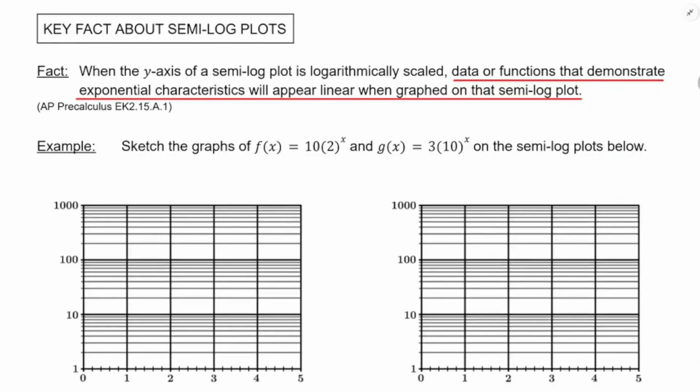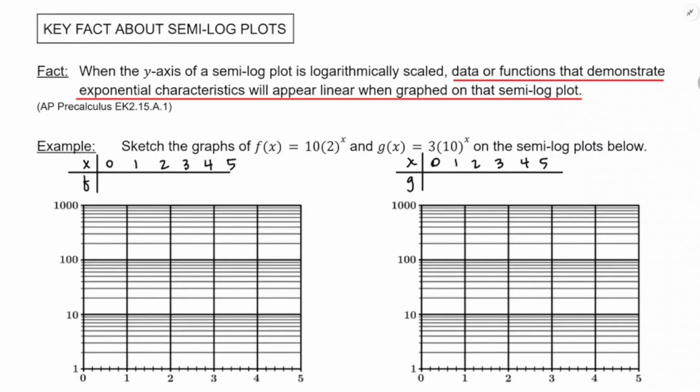And just like any time when we're getting started graphing new types of functions or on new types of grids, we should probably make a table, plot points, connect the dots, right? So we're going to sketch the graph of f and g, and I'm just going to make the table for both of them immediately, and then plot the points and connect the dots after that. Okay, I know that these should both form linear looking graphs on the semi-log plot.